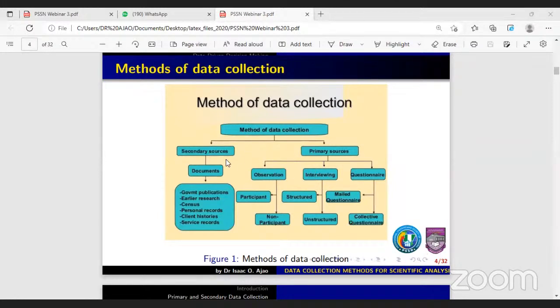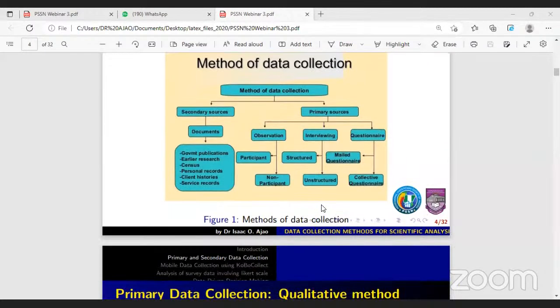So we have this categorized into two. You can see secondary, primary, then where we have all of these documents. Under primary, we have observation, we have interviewing, questionnaire, mail questionnaire, structured. It may be structured. I will talk about it in detail by the time we move on.